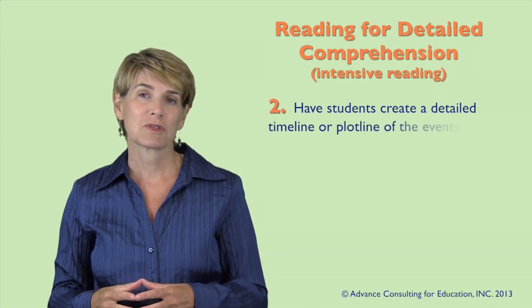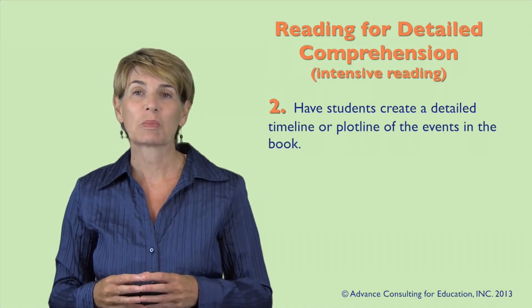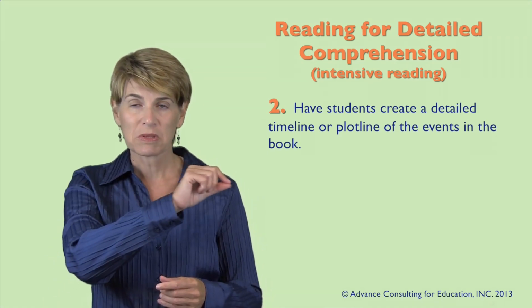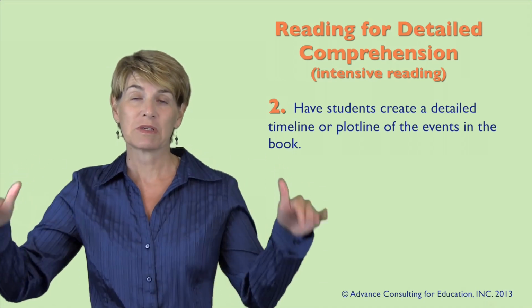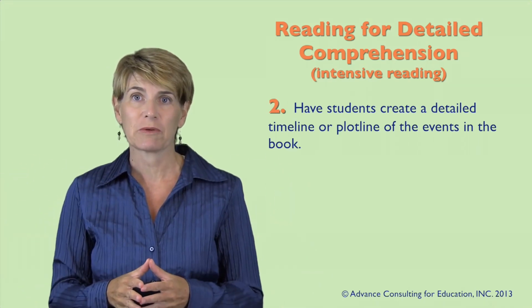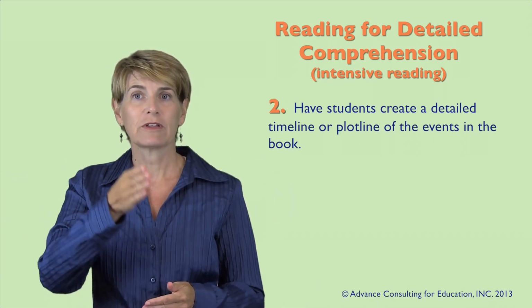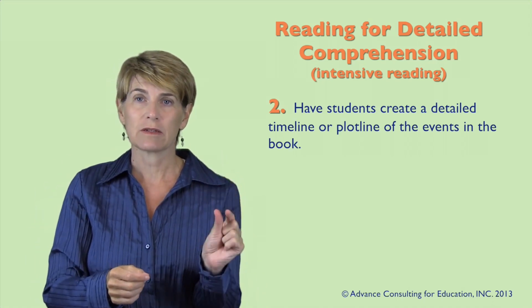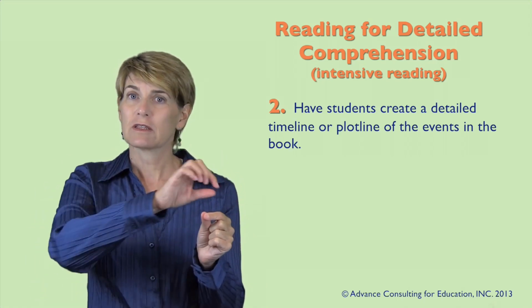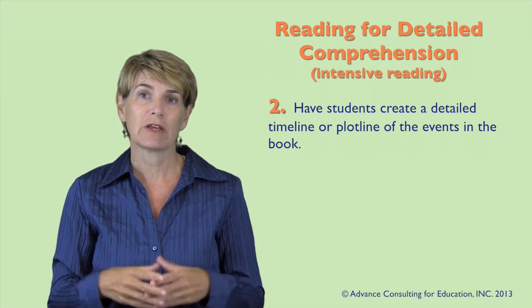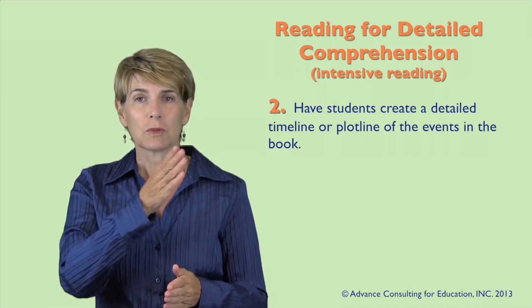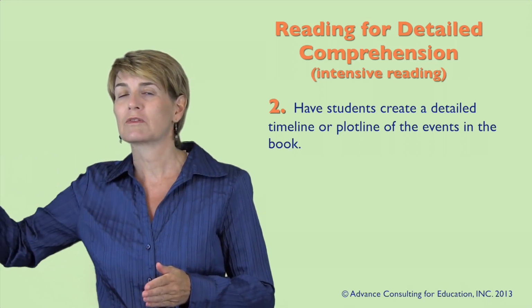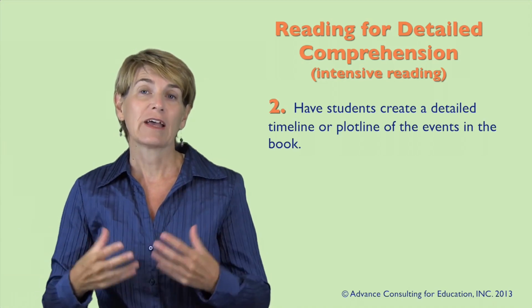Likewise, we can have students create a detailed timeline or plot line. So students simply make a line, preferably on a big piece of paper like a legal-sized piece of paper. And then as they read, they fill in the main events. So they indicate the date and the time of the event, and then just a brief description of that event and maybe why it's important. So as they read, they're gradually building this plot line or timeline as the story unfolds.